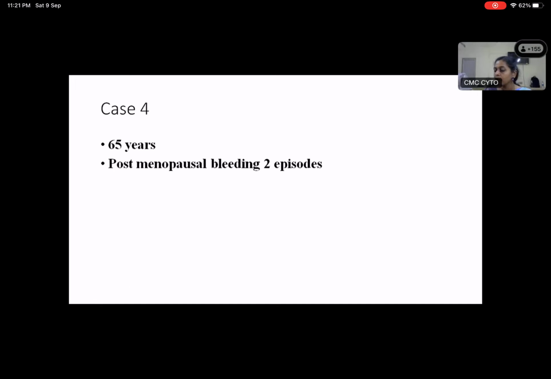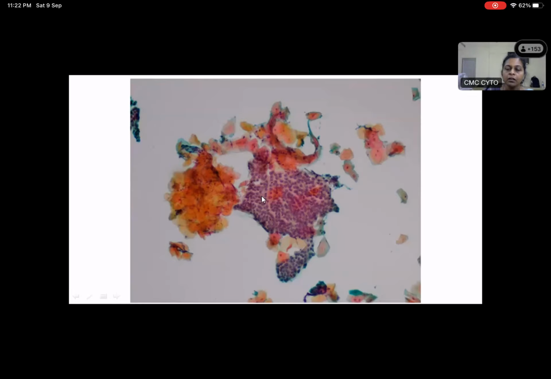Okay. Now going to case 4, Dr. Ayushi, will you present this, please? This is a 65-year-old lady with 2 episodes of postmenopausal bleeding. So in this particular case, there will be the entire spectrum of endocervical cells, beginning from benign right up to the highest grade of the endocervical abnormality. So you need to look for all the features.